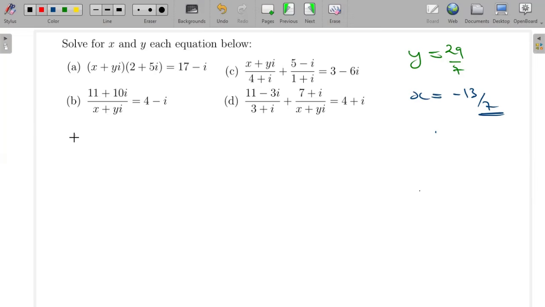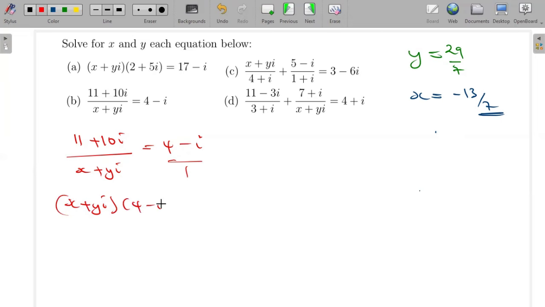Okay, so next you have this 11 plus 10i, and then down there you have x plus yi, equal to 4 minus i. Okay, so what are we going to do with this one here? You can either cross multiply: you say 1, and then you multiply that, x plus 2i, by the 4 minus i, then equal to 11 plus 10i.